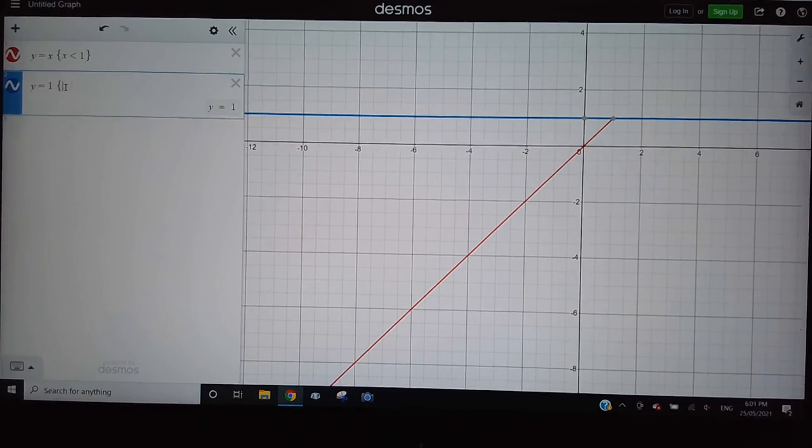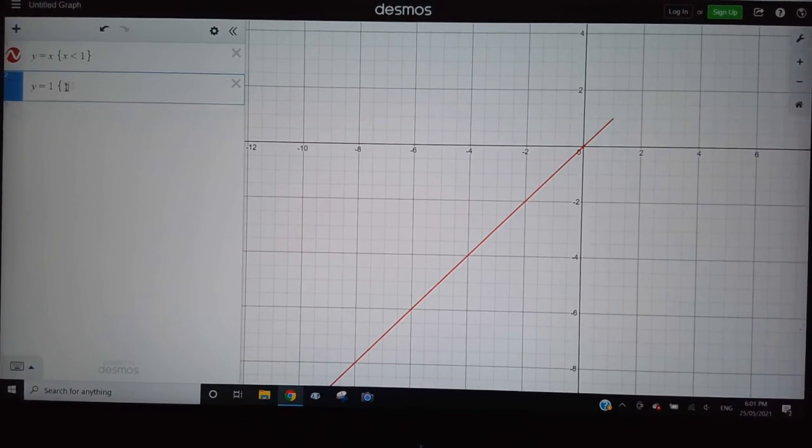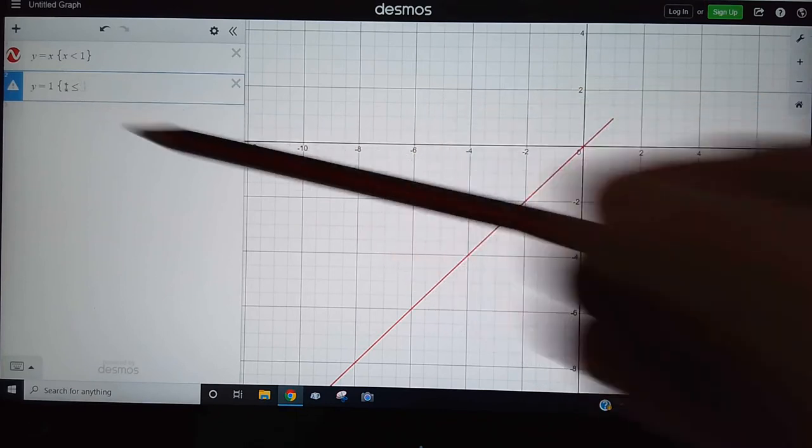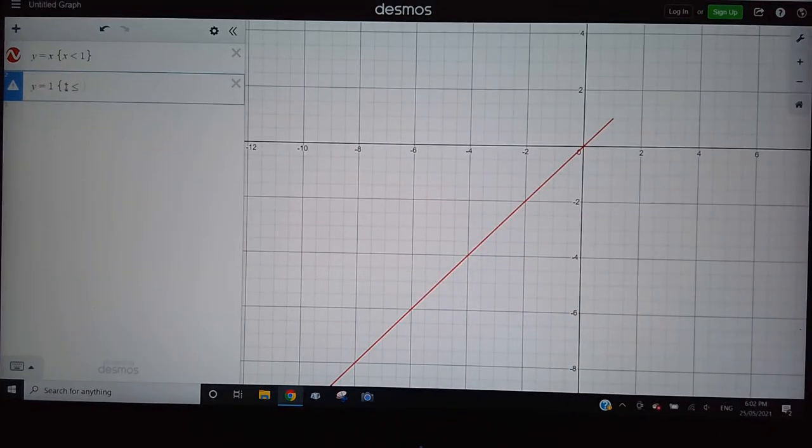So again, open curly brace, 1, and now the less than or equal to sign. We type in less than, then equals straight after that, and you can see that it changes the inequality sign to a less than or equal to. So it's 1 less than or equal to x, but x is less than 3. I'm just making sure I get that equation right. And you can see here, that's the second piece of the piecewise function.